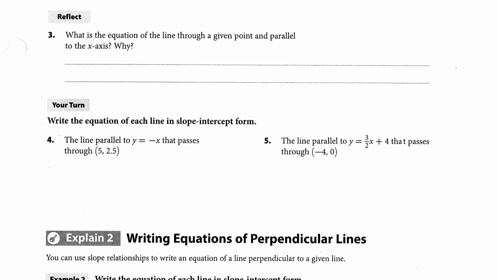What is the equation of the line through a given point and parallel to the x-axis? Why? The why is going to be explained through showing our work. We know that the x-axis has a slope of 0. I'm going to start with point slope form and plug in what I know.